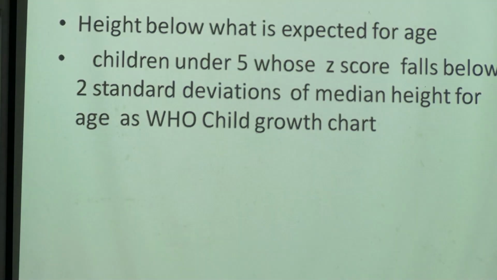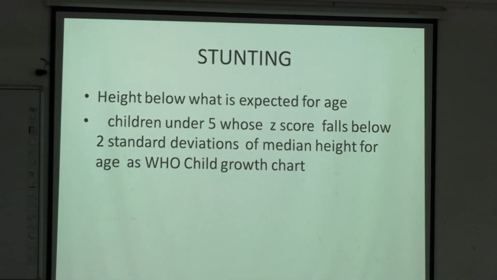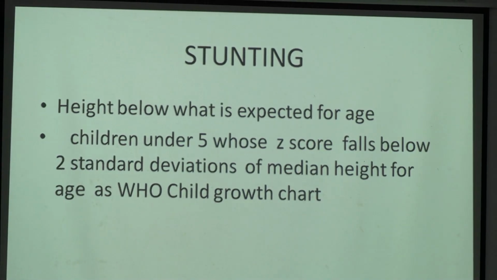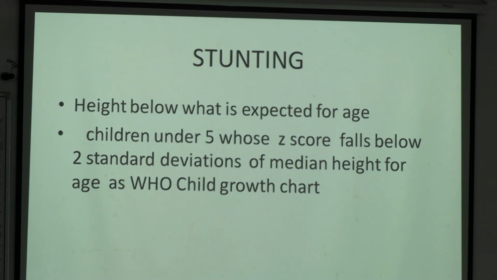Next. Now, what is stunting? Height below what is expected for age. Okay. So obviously, all five fingers are not the same. One finger is bigger, and similarly, you don't expect everybody to be the same height.